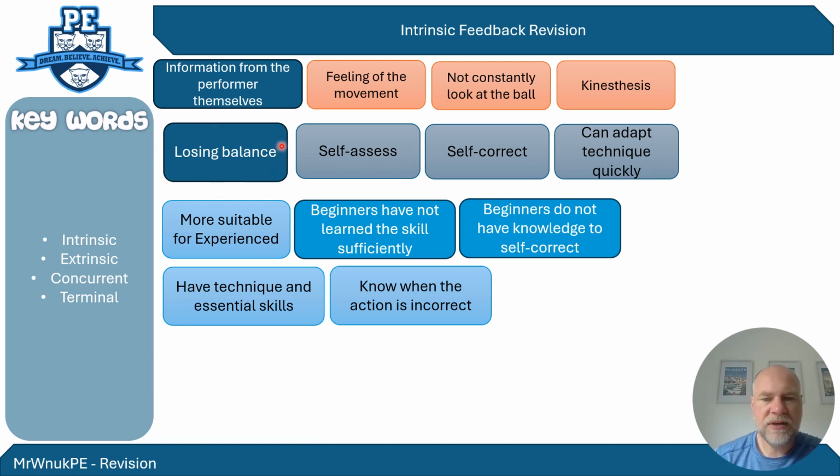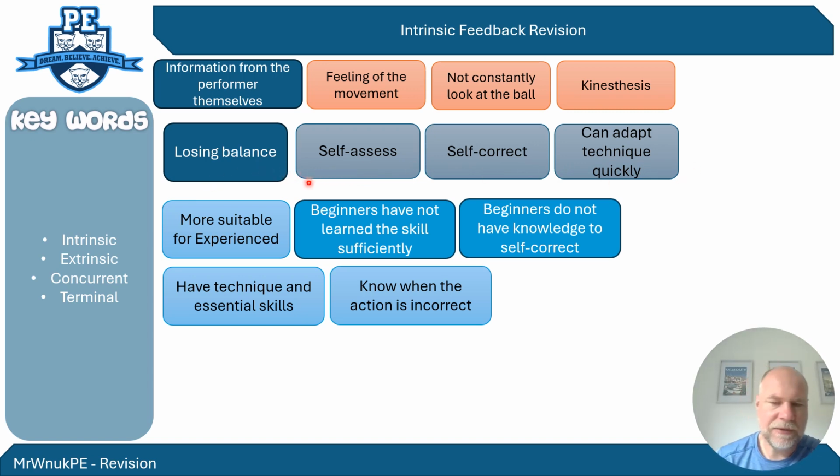An example would be if you're losing balance. So a gymnast on the beam, for example, might start to lose their balance, they're assessing themselves and they're self-correcting. And what they do is then adjust their technique to allow them to stay on the beam. And that could link to multiple sports where something is happening, but balance is quite an easy one to do.